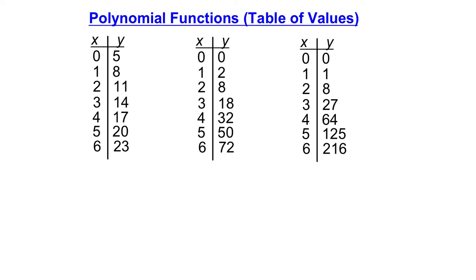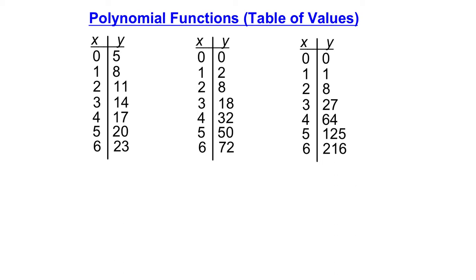But what if you only have a table of values? How do you know what the difference is? Well, if we just are looking at polynomial functions, here's 3 different polynomial functions, but they're written in a table of values. And I want to know, are these linear, quadratic, cubic, quartic? What kind of functions are these?